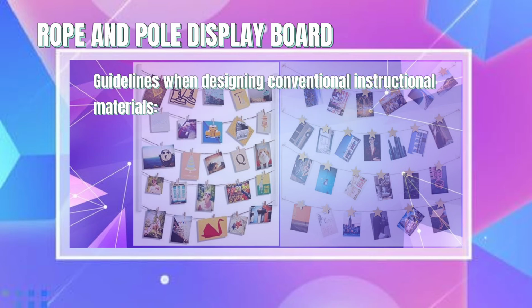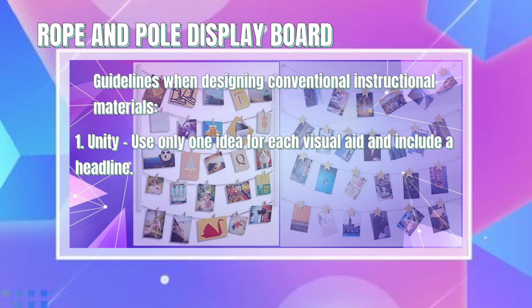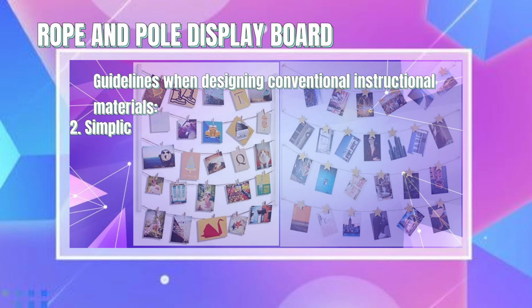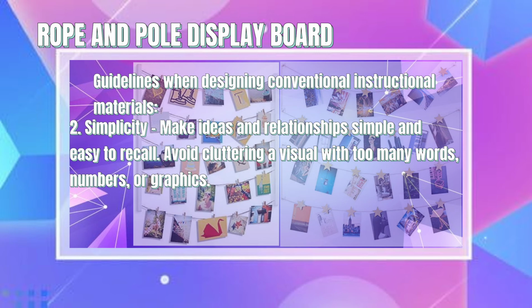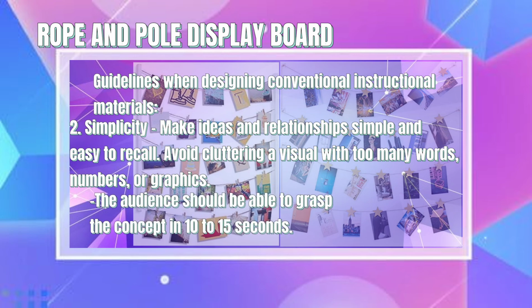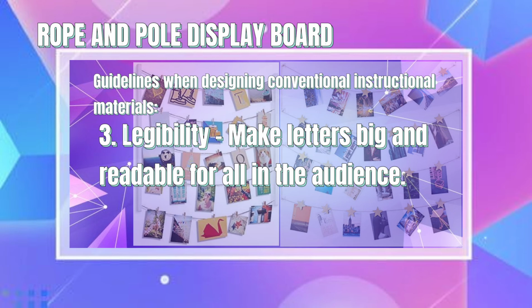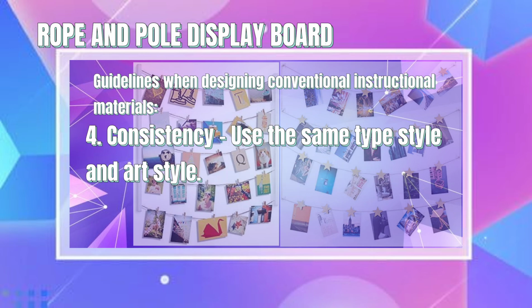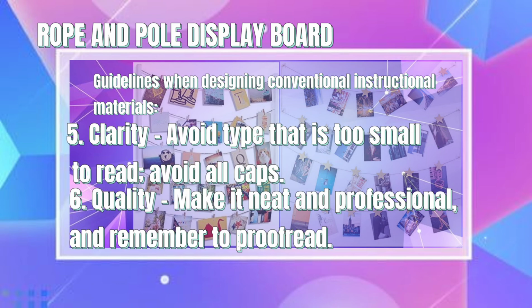And here are guidelines when designing conventional instructional materials. Number 1, unity. Use only one idea for each visual aid and include a headline. Number 2, simplicity. Make ideas and relationships simple and easy to recall. Avoid cluttering a visual with too many words, numbers, or graphics. The audience should be able to grasp the concept in 10 to 15 seconds. Number 3, legibility. Make letters big and readable for all in the audience. Number 4 is consistency. Use the same type style and art style. And lastly, number 5, clarity. Avoid type that is too small to read and avoid all caps.